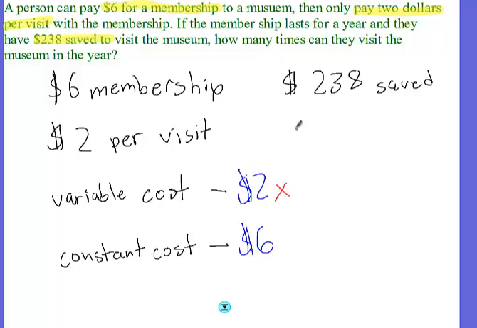Okay, and again, you always want to have a variable, and our variable is going to be x, and that's number of visits. Another technique when you're reading word problems is that whatever you're trying to find, chances are that's your variable cost. For instance, in this one it says, how many times can you visit the museum in the year? Since the number of times you visit the museum can change, you automatically know that the amount of times you visit is going to be our variable, aka our x. And since it costs $2 to visit, you know that our equation is going to have 2x.